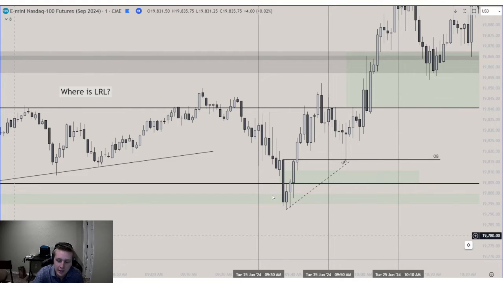So I just kind of refined it, but I didn't show it. And here we have a manipulation move lower. We create fair value gap in, fair value gap out. This now becomes a balanced price range. And then, therefore, we end up displacing higher.